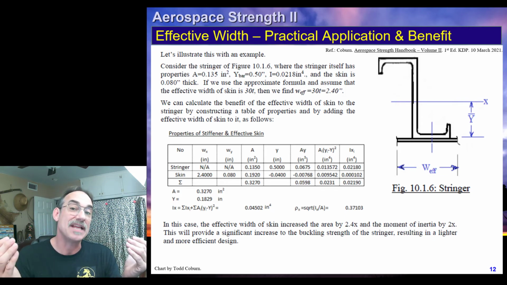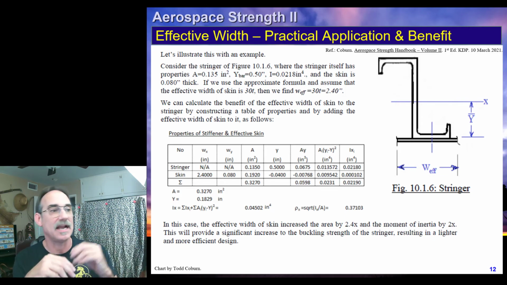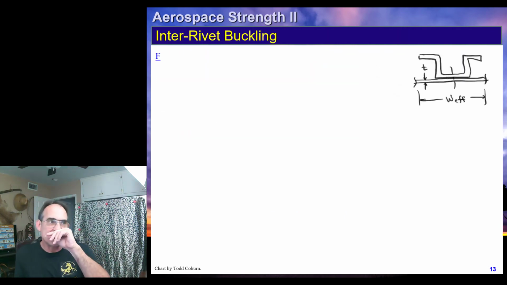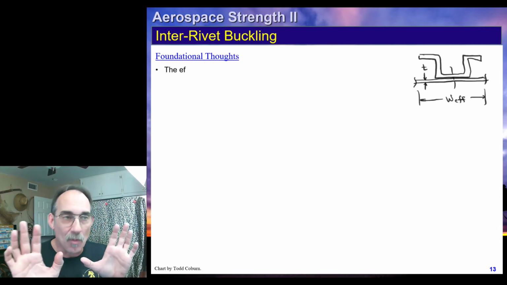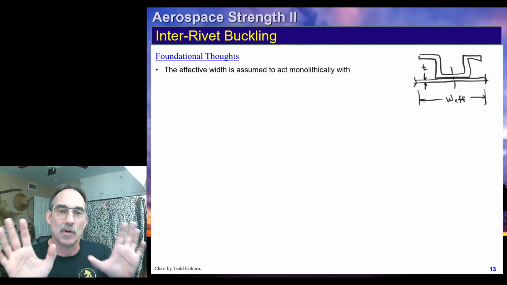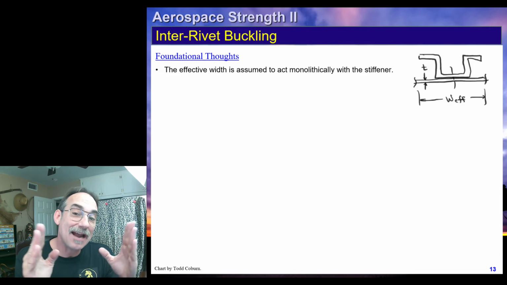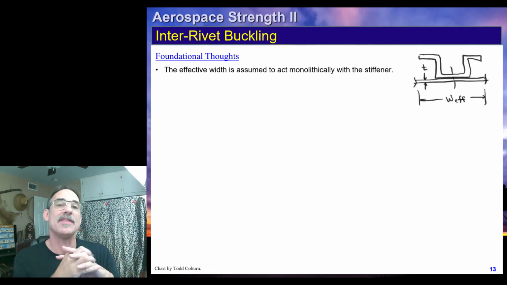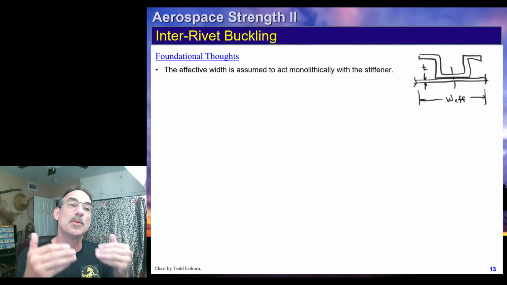This really allows us to have more efficient design when we account for these kinds of things. Okay, so that's how it works. Now, before we get too excited, we need to watch out because it's possible that we can't develop the entire effective width of skin that our earlier approach assumes. And the reason for that is what we call inter-rivet buckling.